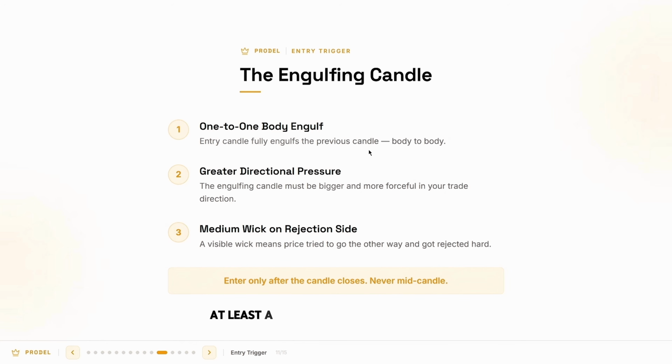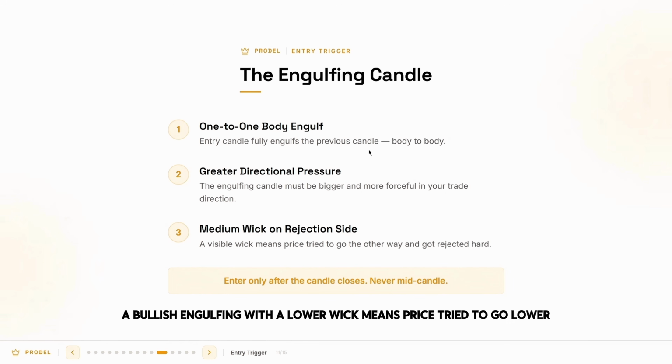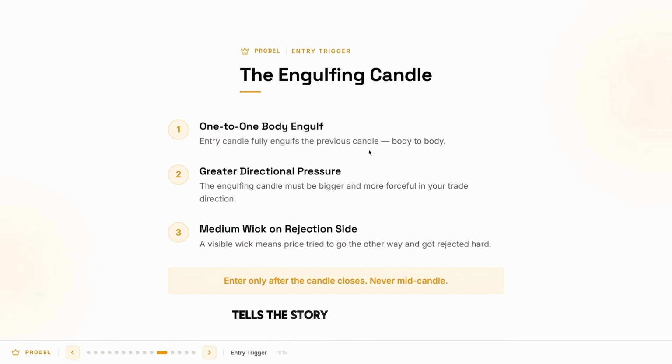At least a medium wick on the entry side. A bullish engulfing with a lower wick means price tried to go lower, got rejected hard and closed out. That wick tells the story of trapped sellers.